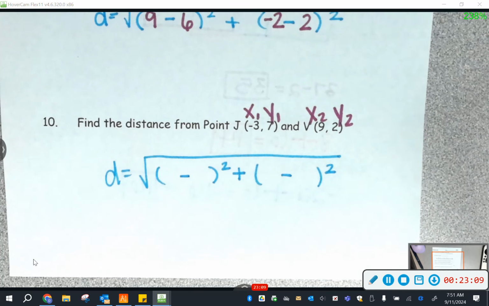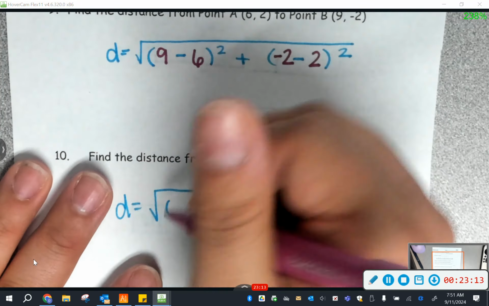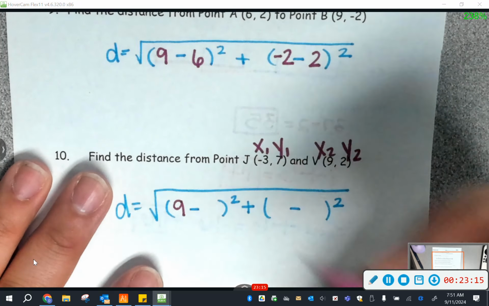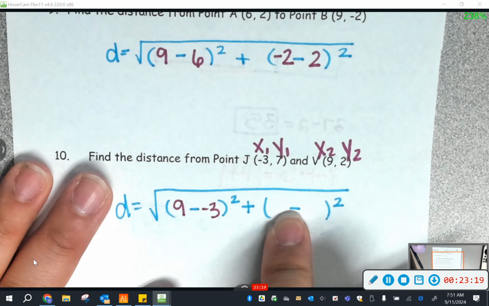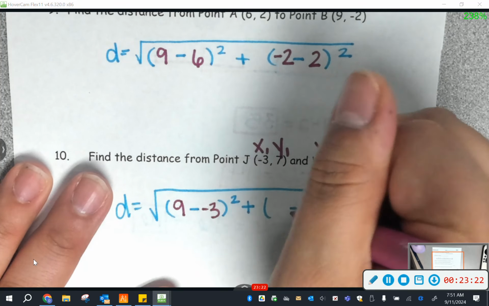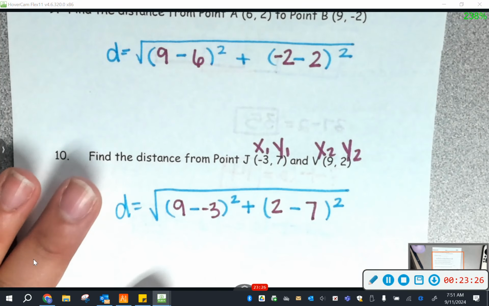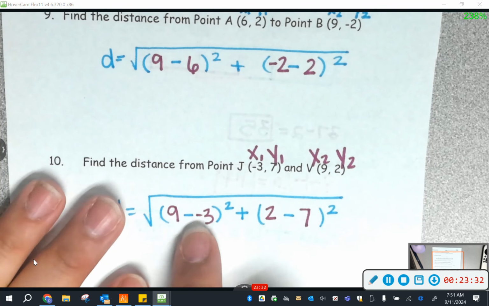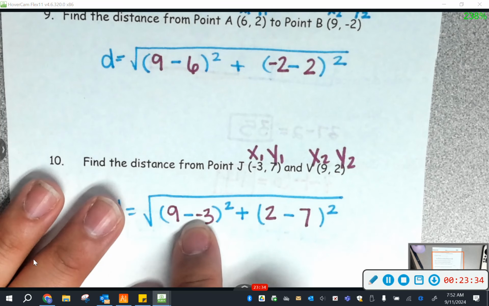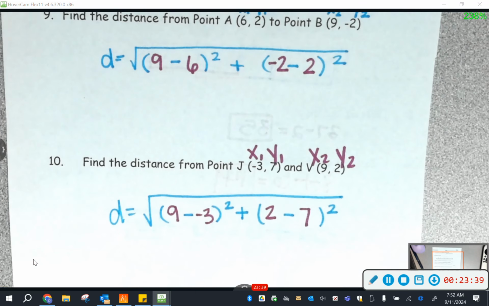Okay, what is my x2? 9. Minus my x1, negative 3, squared plus, what's my y2? 2. Minus my y1, 7. If you left it like that, you would get full credit. But I have a negative and a negative. What could I do? A positive. You could make them a plus, but you do not have to.